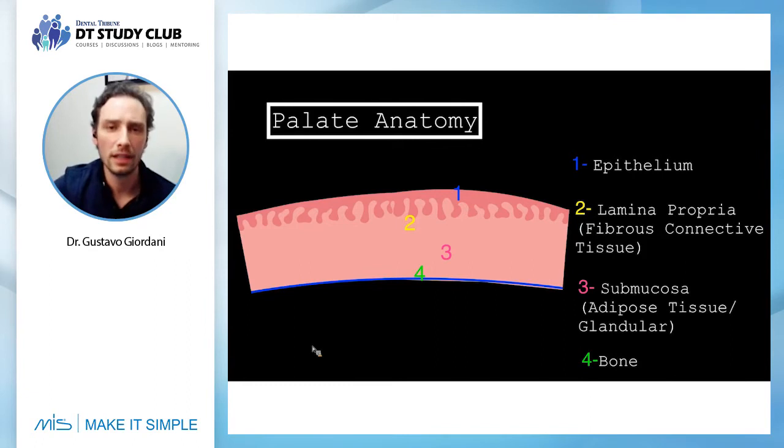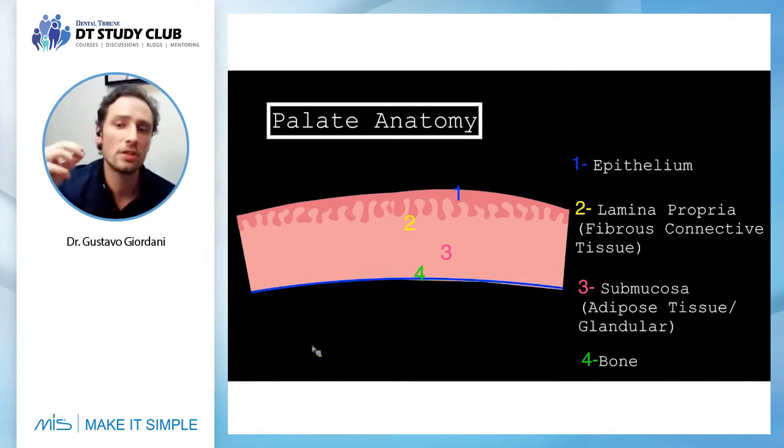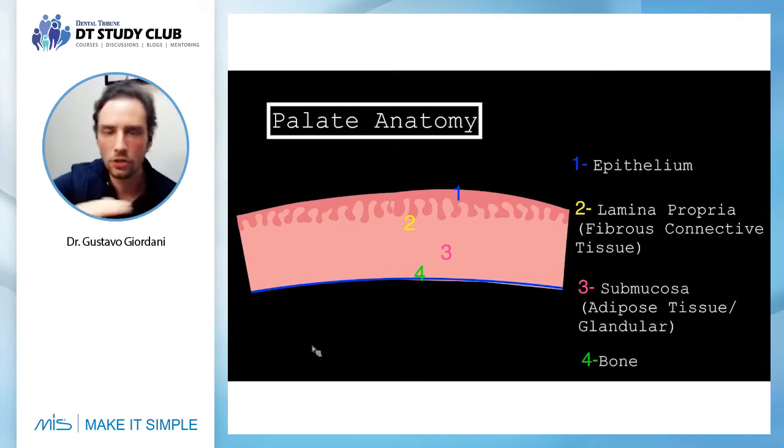We don't use the epithelium in aesthetic zone because we're gonna change the color of the tissue. Below the epithelium, we have the lamina propria, which is the fibrous connective tissue. This tissue is very stable, and this is the tissue that we want in our connective tissue grafts. Below the lamina propria, we have the submucosa, which is the adipose tissue, the glandular tissue, the tissue that is not very stable. We try to avoid as much as we can to remove this part of the palate because the quality of the tissue is not so good. Then we have the periosteum, and then we have the bone.